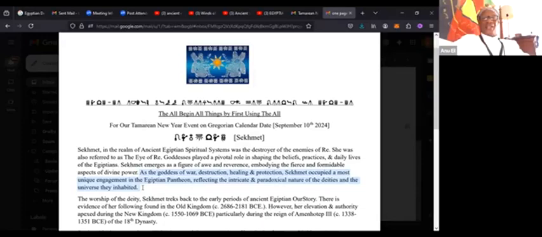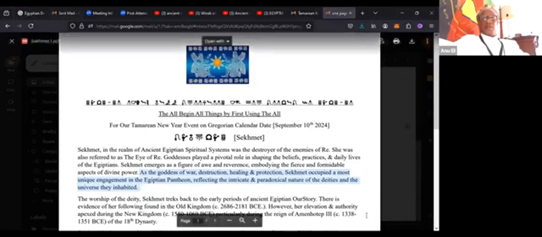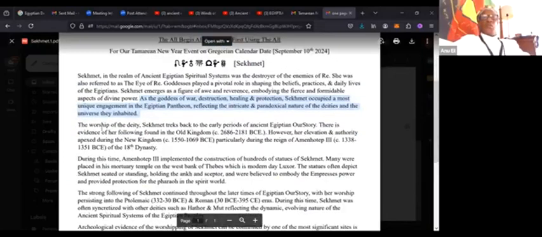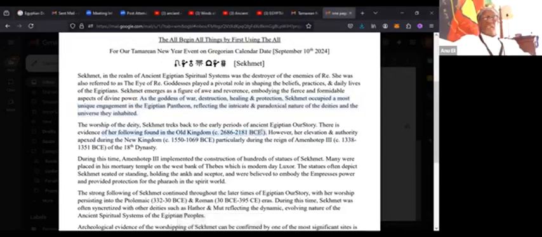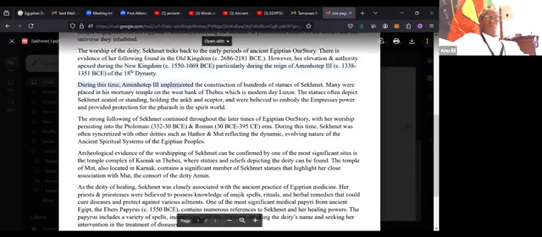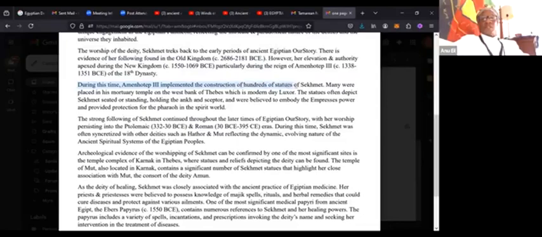The worship of the deity Sekhmet traces back to the early periods of ancient Egyptian history. There is evidence of her following found in the Old Kingdom, 2686-2181 before Christian era. However, her elevation and authority peaked during the New Kingdom, 1550 to 1069 before Christian era, particularly during the reign of Amenhotep III, 1351 through 1338 before Christian era of the 18th dynasty. During this time, Amenhotep III implemented the construction of hundreds of statues of Sekhmet.